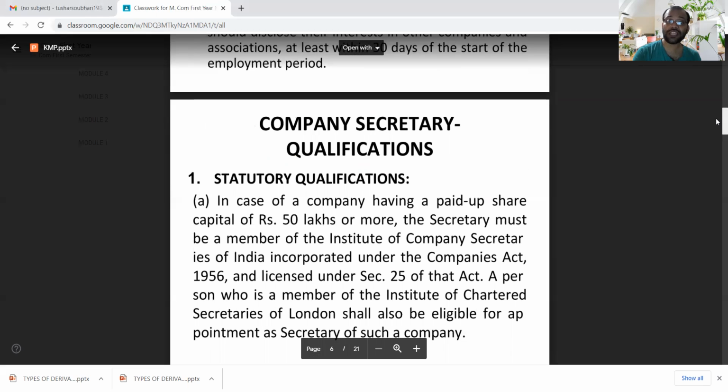The statutory qualifications of the company secretary. In case of a company having a paid up share capital of rupees 50 lakhs or more, the secretary must be a member of the ICSI, Institute of Company Secretaries of India, incorporated under the Companies Act 1956 and licensed under section 25 of the Act. A person who is a member of the ICSL, that is Institute of Chartered Secretaries of London, shall also be eligible for the appointment of secretary of such a company.